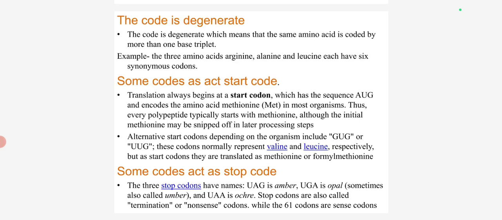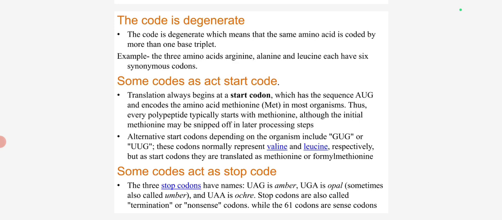Some codons act as a start codon. Translation always begins at a start codon. During protein synthesis, the AUG initiation codon, which corresponds to methionine, initiates the protein synthesis process. It has the sequence AUG and encodes the amino acid methionine in most organisms. Thus, every polypeptide typically starts with methionine, although the initial methionine may be snipped off in later processing steps.